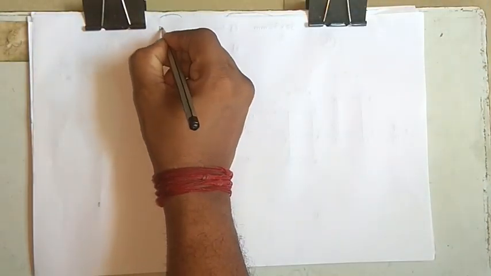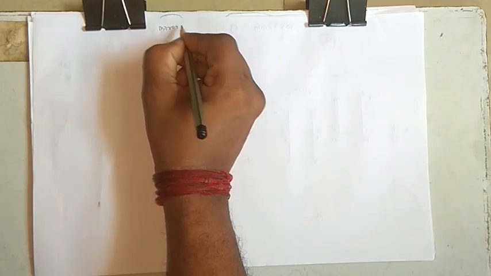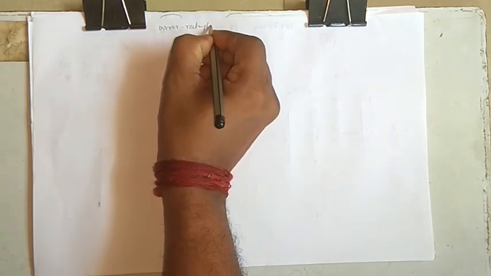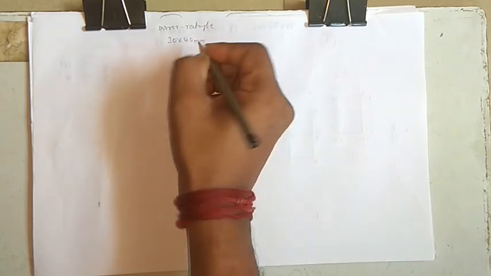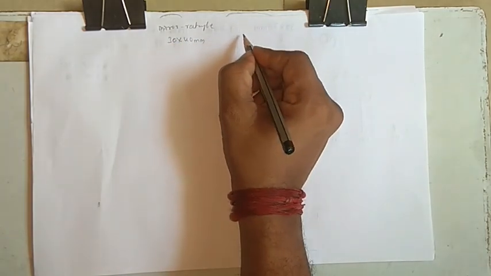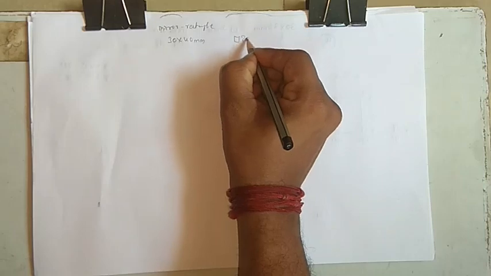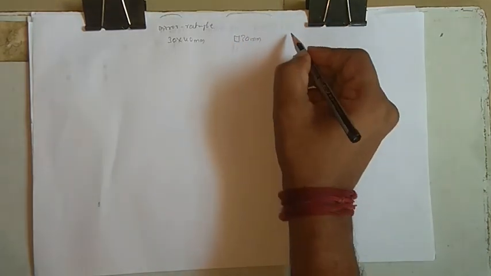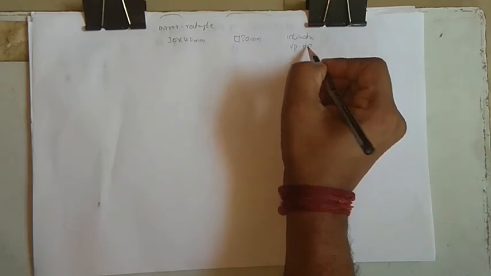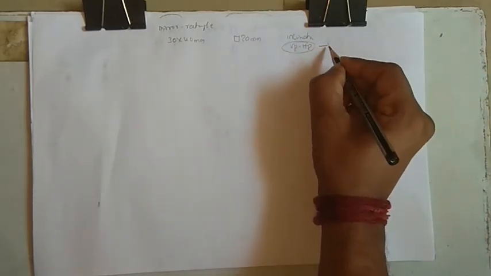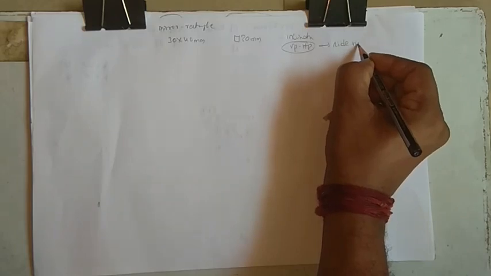So here we have a mirror, something like a rectangle, 30 by 40 mm. Now in the front view it looks like a square of 30 mm, and we need to find the inclination with the VP and HP. The inclination with the VP and HP is nothing but a side view, so you need to go for a side view.